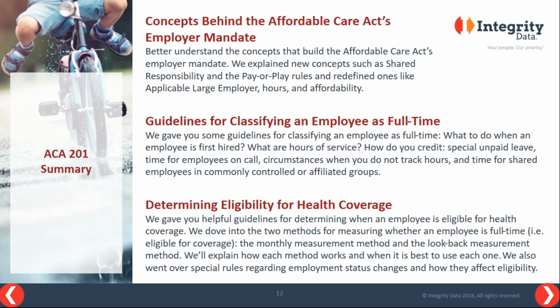The third webinar was determining eligibility for health coverage. We gave you helpful guidelines for determining when an employee is eligible for health coverage. We dove into the two methods for measuring whether an employee is full-time, the monthly measurement method and the look-back measurement method. We also explained how each method works and when it is best to use each one. We also went over special rules regarding employment status changes and how they affect eligibility.